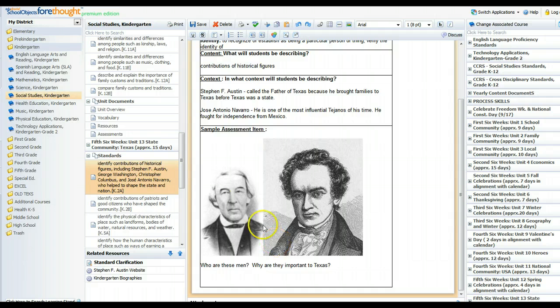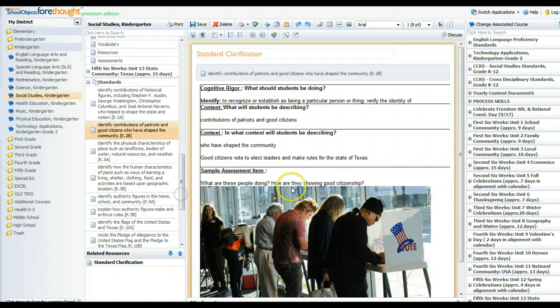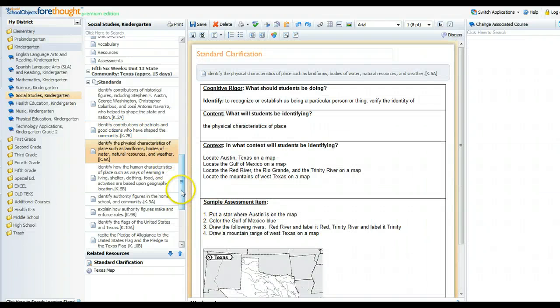So a sample assessment might be looking at these pictures and having them explain who they are and why they're important to Texas. A great idea would be to have your further advanced students go on ahead and write a sentence about each one of these men. As we identify contributions of patriots, what we want them to know is that good citizens vote to elect leaders and they make rules for the state of Texas. So it's really important that they know that part of good citizenship is voting in elections, and that when they elect those leaders, those people make the rules for us.